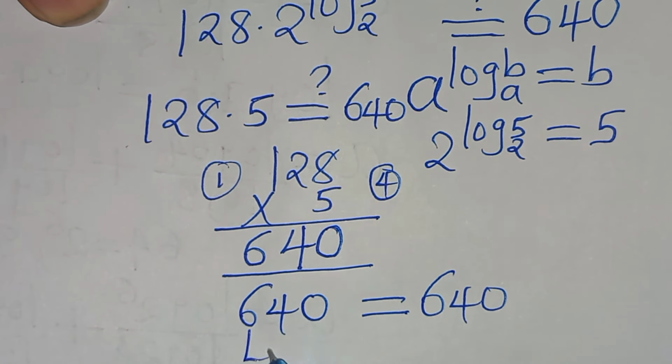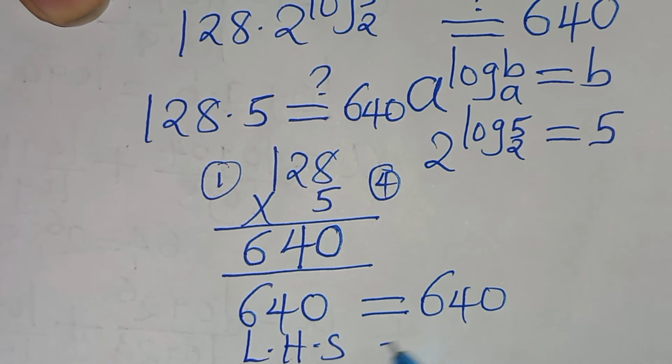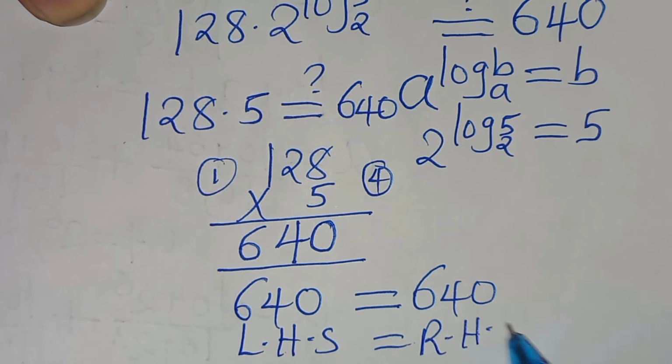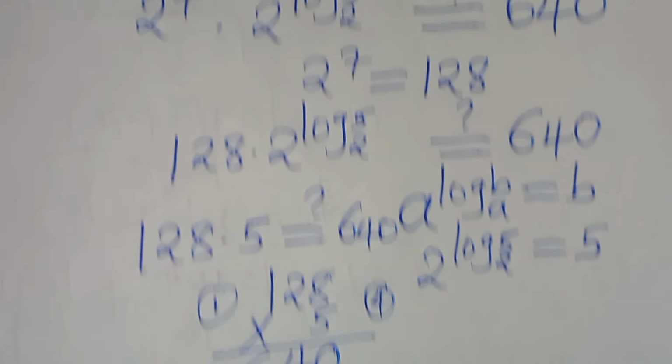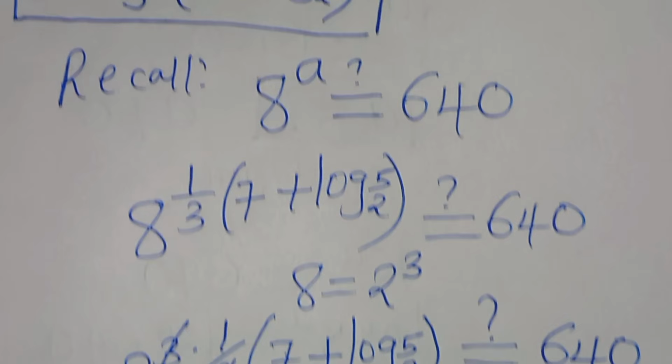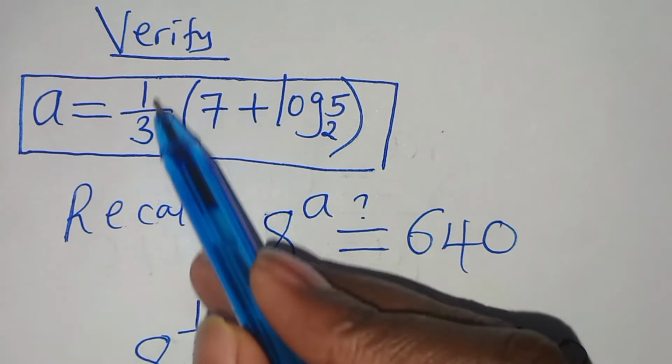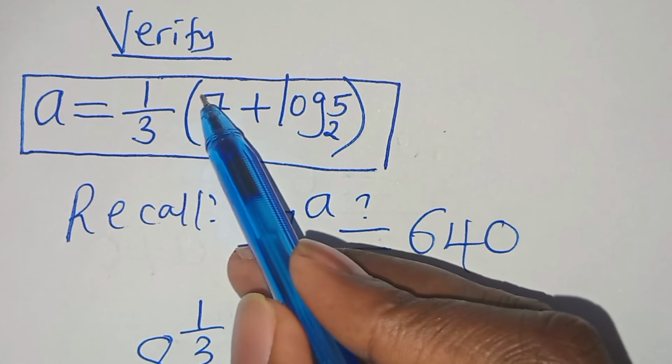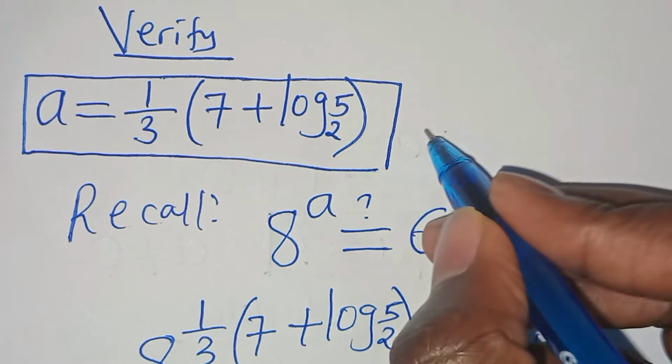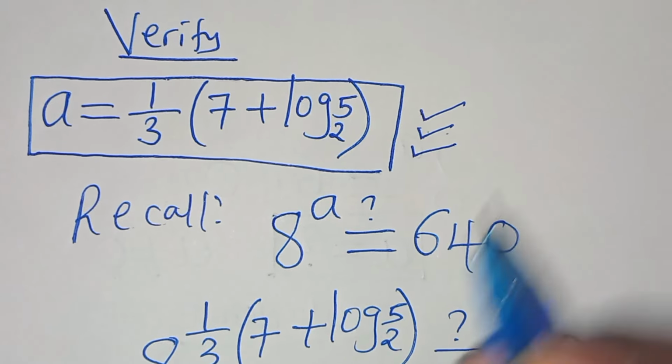This implies that the left hand side is equal to the right hand side. And this implies that the value of A, which is equal to a third in the parentheses, 7 plus log 5 to base 2, satisfies the equation.